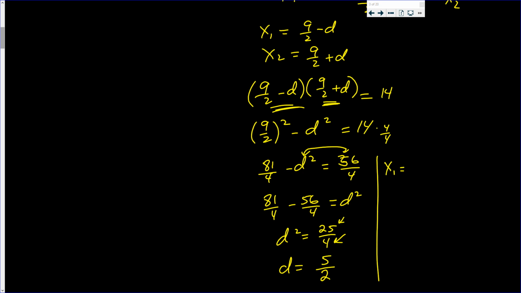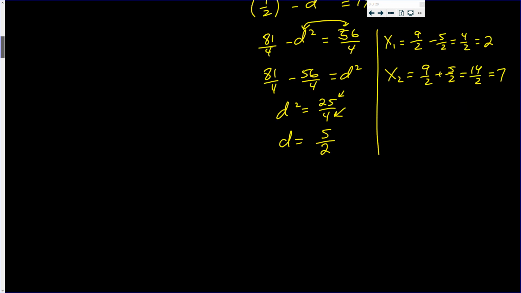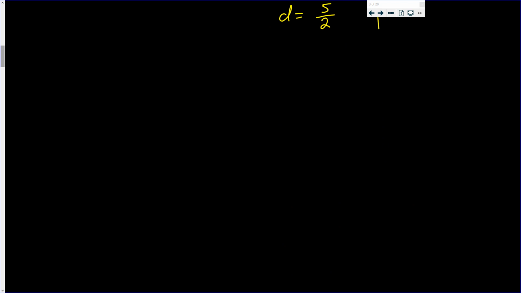x1 was the midpoint minus 5 over 2, which is 4 over 2 or 2. And x2 is the midpoint, the average of the two roots, plus 5 over 2, which is 14 over 2 or 7. That problem is done. Let's try another one.